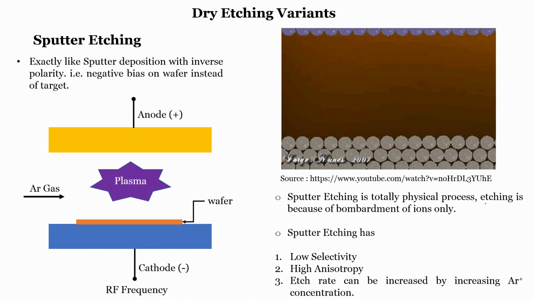Sputter etching is a totally physical process. Etching is because of bombardment of ions. Sputter etching has low selectivity, which is a disadvantage, because it is a mechanical way of etching and it will etch the material below it. It is highly anisotropic, and the etching rate can be increased by increasing the argon ion concentration. And now let us see this video of sputter etch.